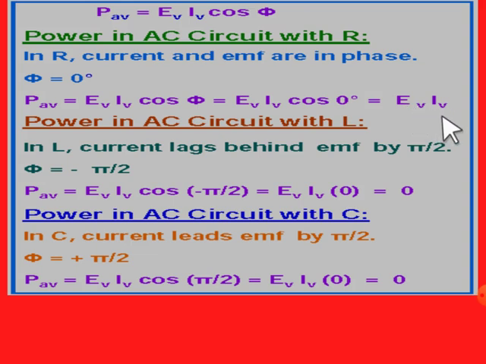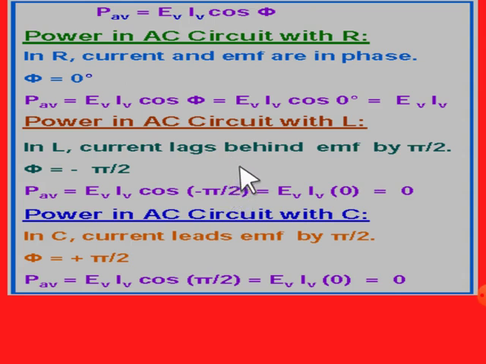We never talked about a circuit containing an inductor or capacitor in class 10. We were talking about resistors alone, isn't it? So that is why we have the formula that power is equal to V into I alone. But in the case of an inductor or capacitor, what happens? The angle between them is 90 degrees. The angle between them means the angle between the EMF and the current.